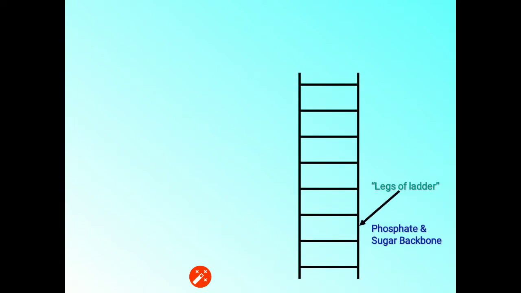Now, they're showing the DNA strand in the form of a ladder. The sugar and phosphate form the backbone of the ladder, while the nitrogenous bases are placed towards the inner side and held together with the help of hydrogen bonds.